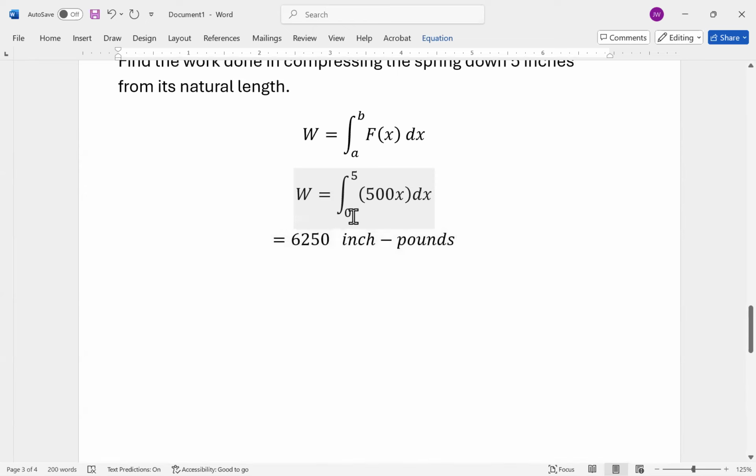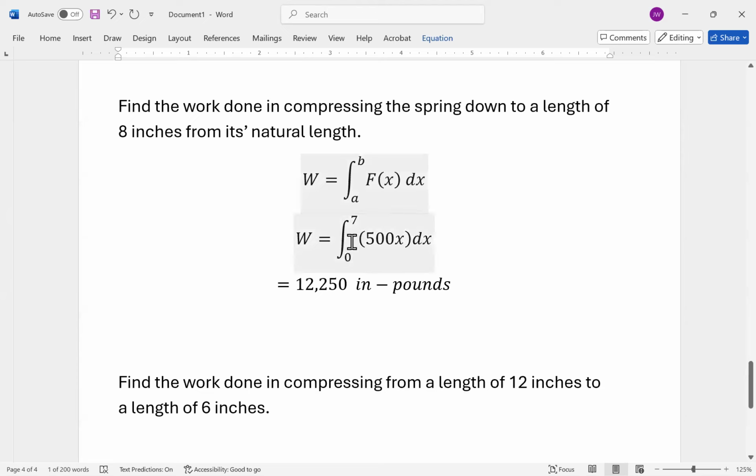Notice that going from 0 to 5 only forced us to have 6,250. That almost doubled in going that extra 2 inches, because after you've pressed the spring in, it gets harder and harder and harder to compress more. And so going from 0 to 7 was almost double the work in going from 0 to 5.